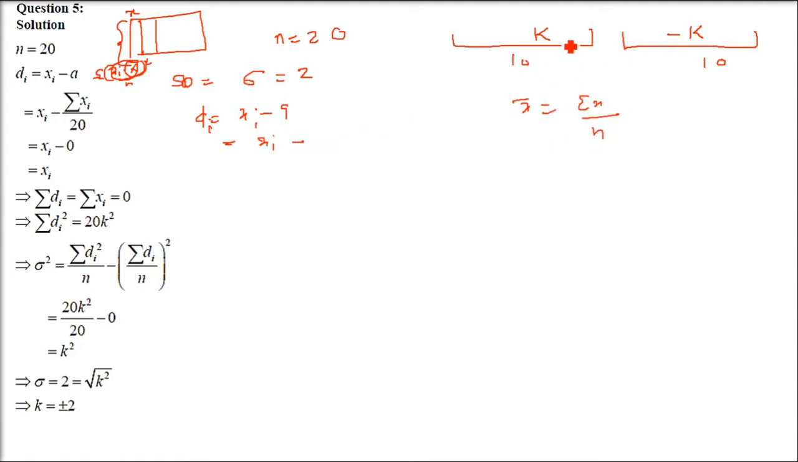If you add them, sigma x, I'll give you an example to understand it better. There are 4 numbers. 2 are 2 and the others are minus 2, minus 2. So when you add them, it will be 0. 2 minus 2, 2 minus 2. So 0 by n is going to be 0. So x bar is going to come as 0. Okay, mean is going to come 0.